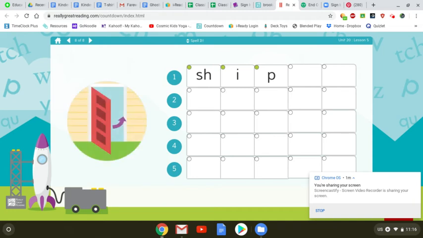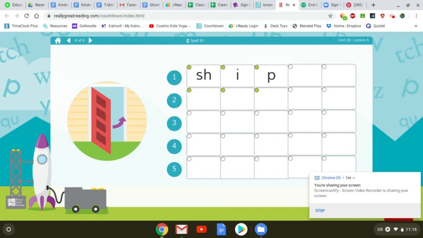This picture is shut, like I need to shut the door. How many sounds do you hear in the word shut? Sh, u, t. There are 3 sounds in the word shut. So I'm going to fill in 3 of the dots. Let's see if we can figure out what letters make those sounds.